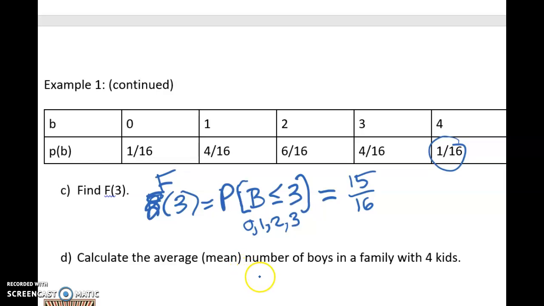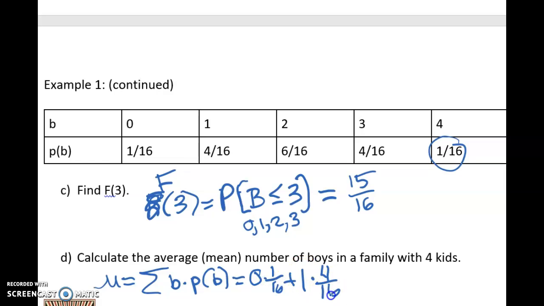Calculate the average number of boys in a family of 4 kids. The average would be multiply the B's times the probability of B. So it'd be 0 times 1/16 plus 1 times 4/16. So I'm taking each value of B and multiplying it by its probability. If I do that and do the calculation, you'll get 2.